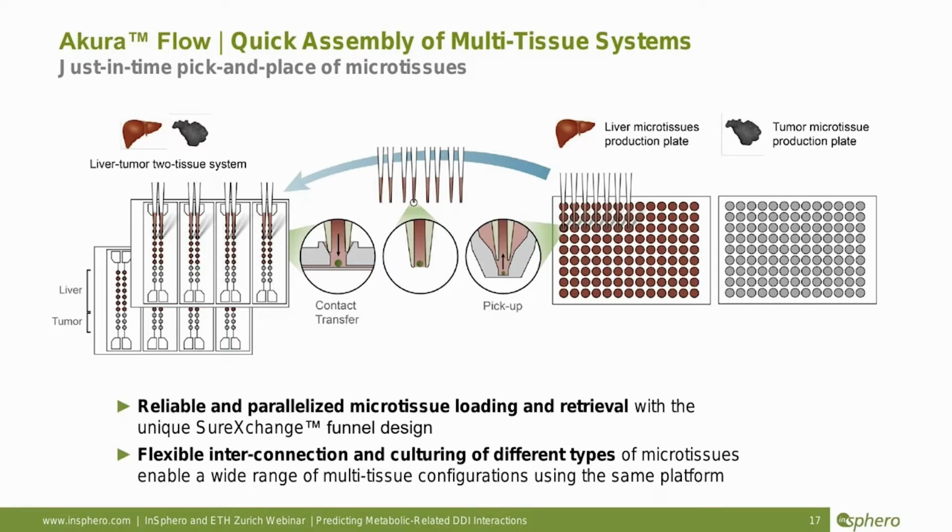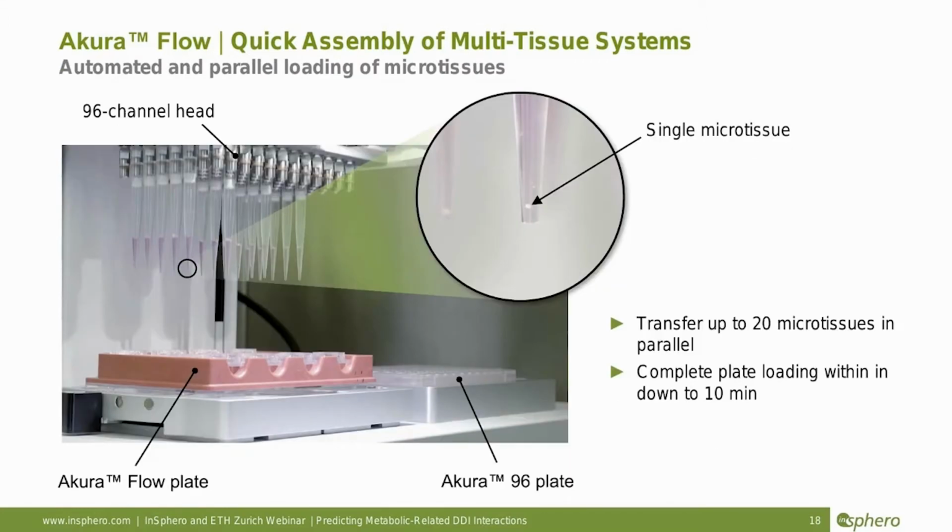What you can see here is a picture of a real-world scenario done, for example, using a 96 channel head. On the back, you can see the production plate, the Akura 96 well plate, and 20 tips that are located on the 96 channel head and transferring 20 microtissues at the same time. You see a zoom view of the tip with the microtissue, how it sediments to the bottom, and where it is then transferred on the left side into the Akura flow system.